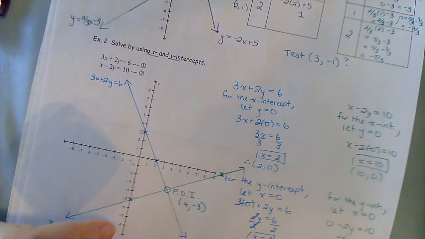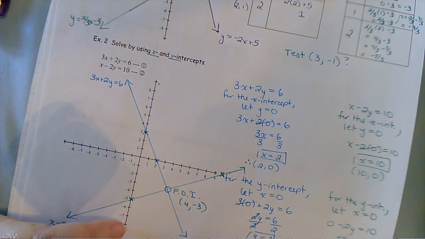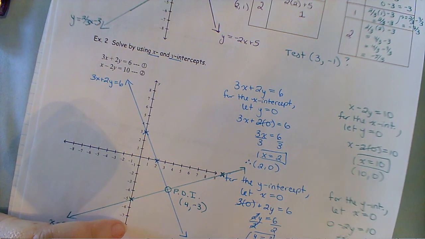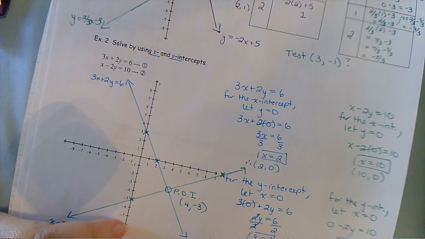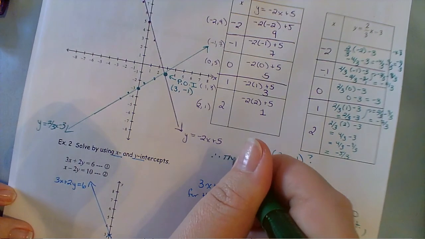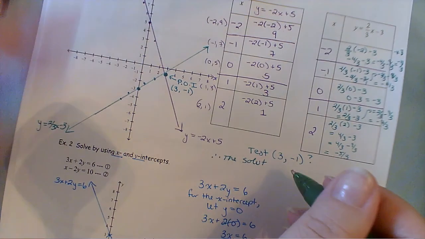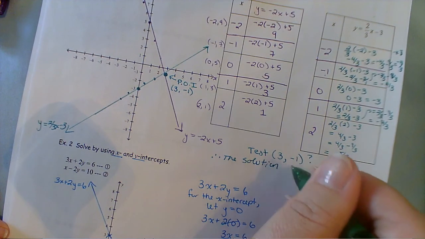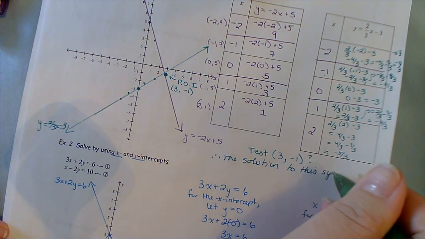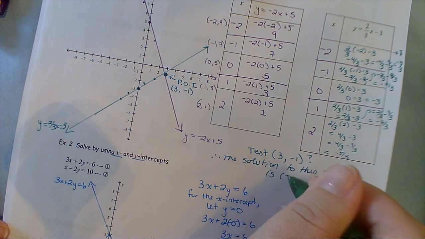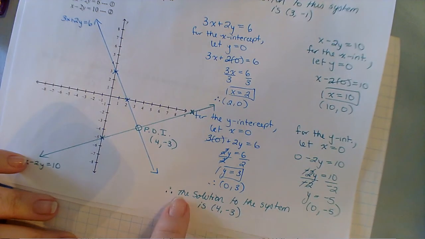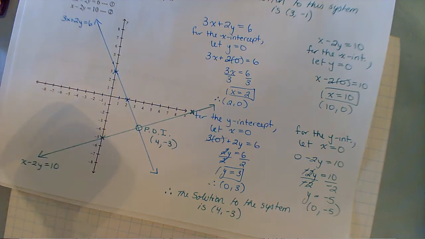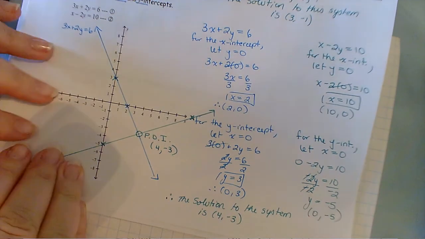It says solve the system. Therefore, the solution to the system is 4, negative 3. And we should have done that more officially up here. Therefore, the solution, because it did say solve in the statement, the solution to this system is 3, negative 1. So I'm just repeating my answers in my therefore statement. You could also say the POI, the point of intersection, is. That's what the solution refers to.